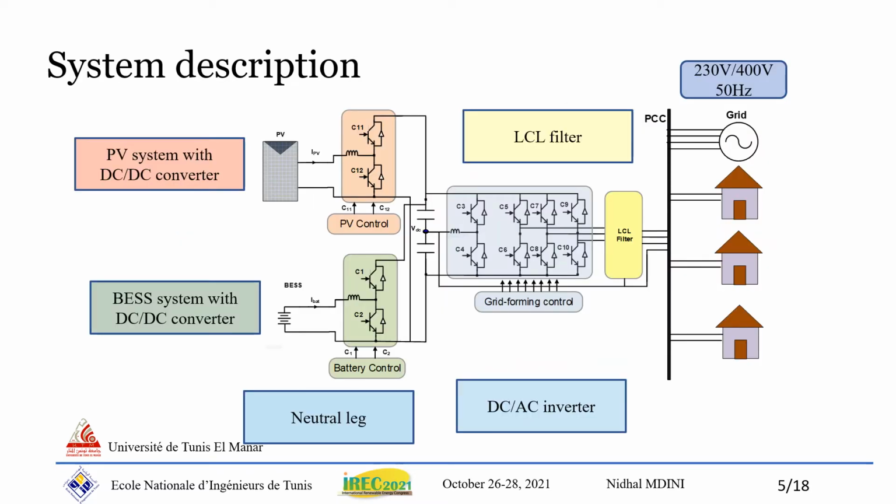The microgrid under study is composed of a PV and BESS system with a DC-DC converter and inductive input filter, a DC bus with two capacitor filters, a neutral leg and an inductive neutral filter, a DC-AC inverter connected to the point of common coupling (PCC) through an LCL filter, a local load, and a utility grid with a 230 V phase to neutral voltage and a 50 Hz frequency.